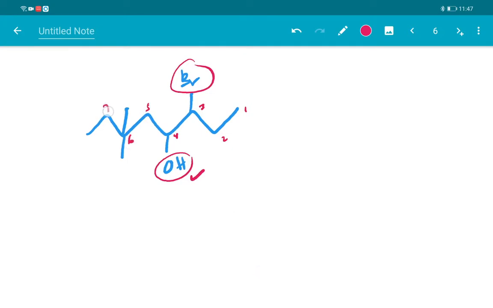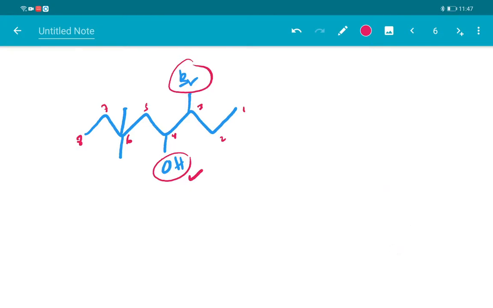So, the longest chain that we can come out with is 8. Okay, write down first the parent chain, which is octane. And then we can see that the alcohol is located at carbon number 4. Therefore, we're going to change the E into ol. So this becomes octan-4-ol. Okay, always come out with the parent chain first. Kemudian kita lihat ada tak substituent. Okay, the substituent is located at 3-bromo.